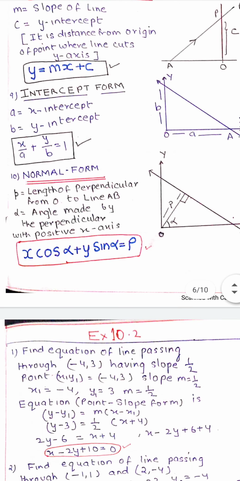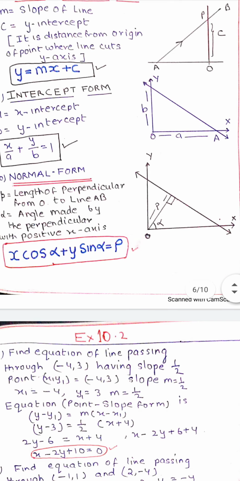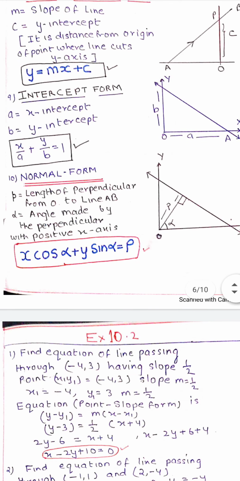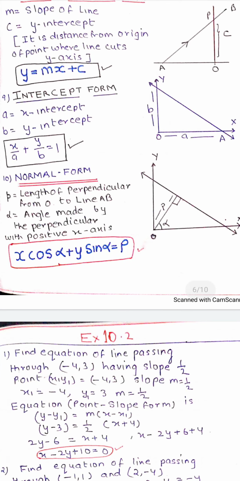Normal form is x cos alpha plus y sin alpha is equal to p, where p is the length of the perpendicular. As you can see, perpendicular drawn from O, length of the perpendicular is p from origin to the line AB, and alpha is the angle made by the perpendicular with positive x-axis.